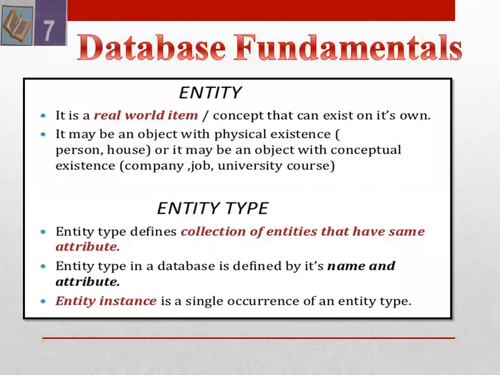Before starting the entity relationship diagram, first of all we will discuss what an entity is. An entity in an ER diagram is a real world item or concept that can exist on its own. It may be an object with physical existence, like a person or house, or an object with conceptual existence, like a company, job, university, and course. An entity type defines a collection of entities that have the same attributes. An entity type in a database is defined by its name and attributes. An entity instance is a single occurrence of an entity type.